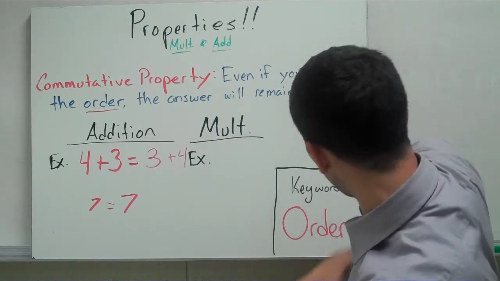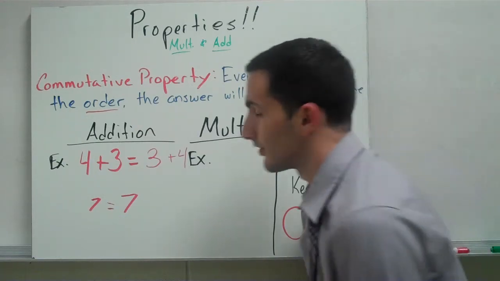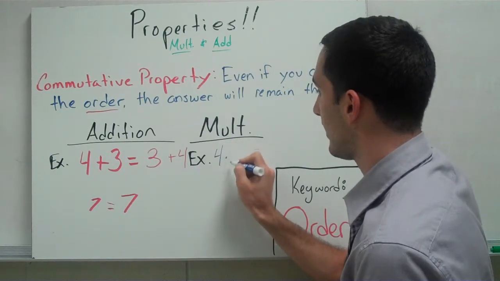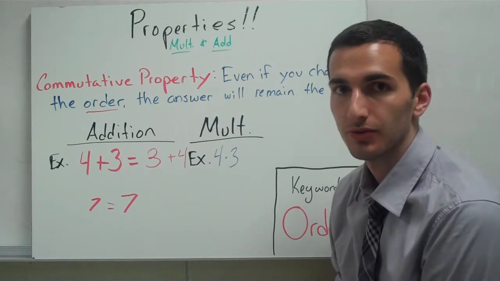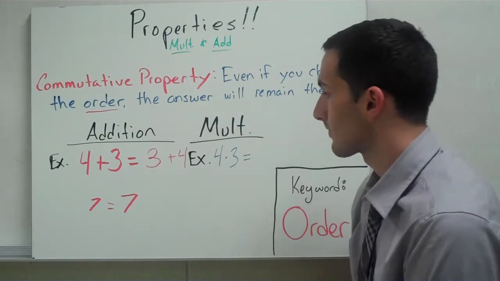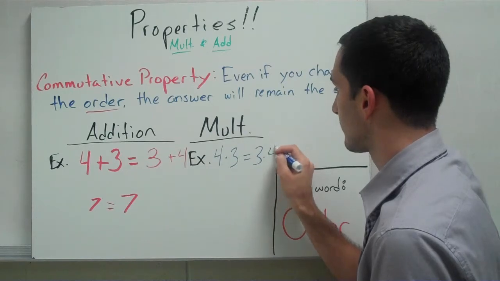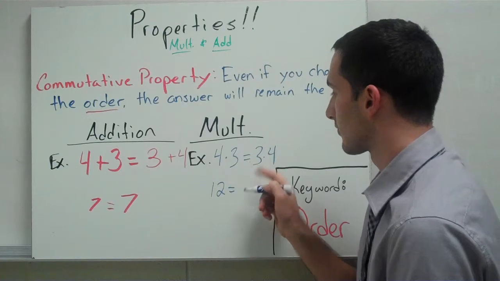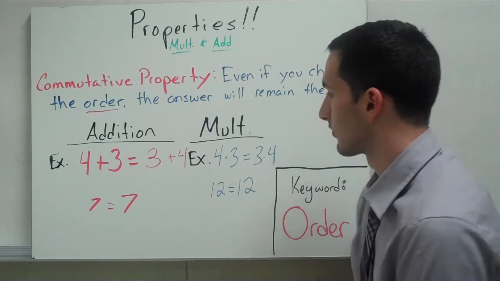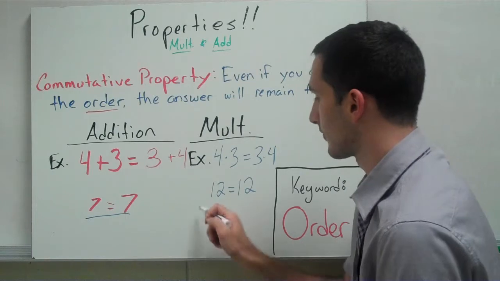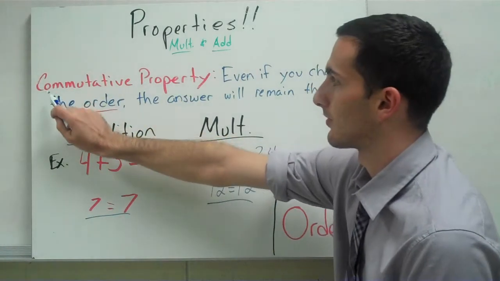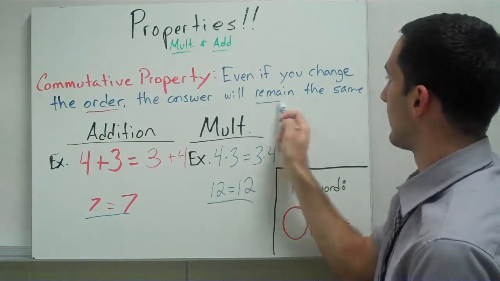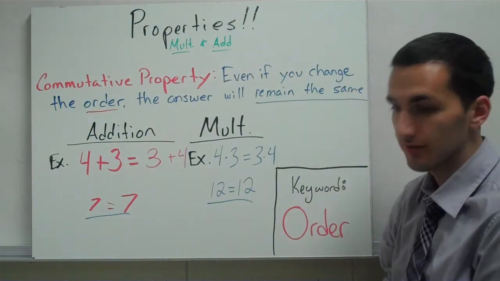Now, this still holds true with multiplication as well. So if I wanted to give an example of a multiplication problem, let's just do 4 times 3. Well, we know 4 times 3 is 12, right? How about if I change the order of that? 3 times 4. 4 times 3 is 12. That is still equal to 3 times 4, which is also 12. So as we can see, our answers are still the same, and that's what the commutative property is telling us. If the order changes, we will still have the same answer.